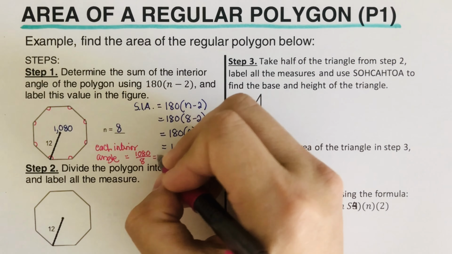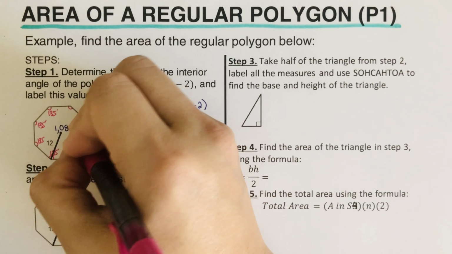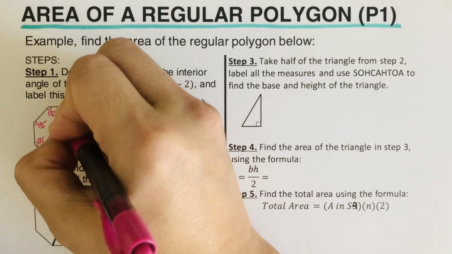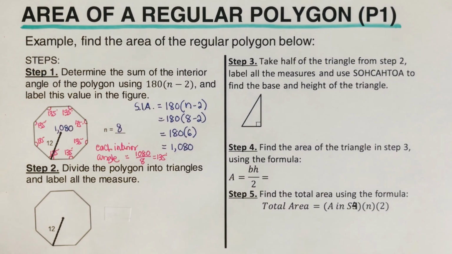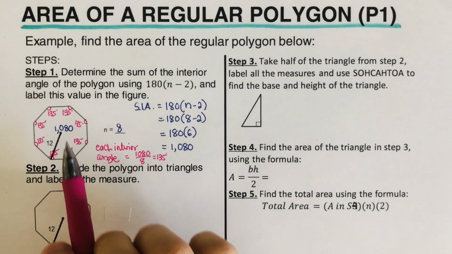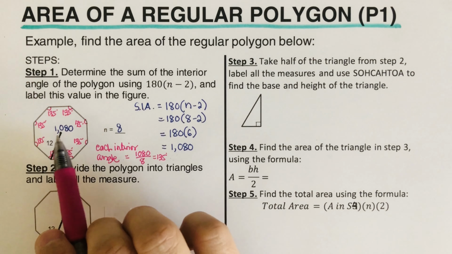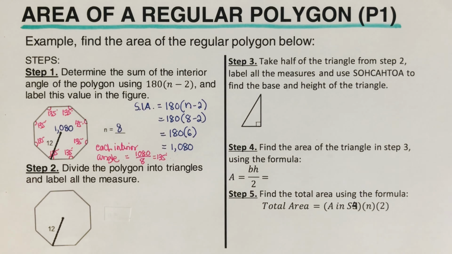So this is 135 degrees. I'm just going to label these measures right here, 135. So this is 135 degrees, this is 135, and this is 135. Each one of them is 135. If you add all of the 135s here, 8 of them, that would be 1080.